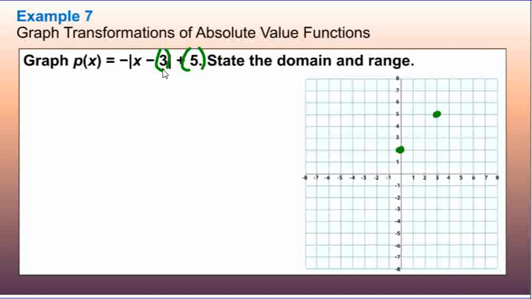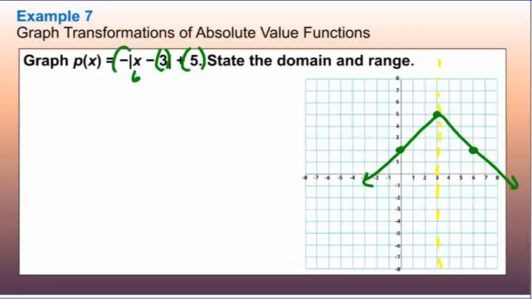And then I know that if I have a line of symmetry there, I can mirror this one. So this is 1, 2, 3 steps away, 1, 2, 3 steps away on the other side. But to verify, if I put 6 in for x, 6 minus 3 is 3. The absolute value of 3 is 3, times a negative 1 is negative 3. Negative 3 plus 5 is 2. So here's my graph.